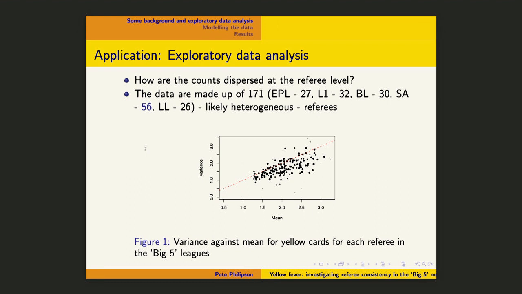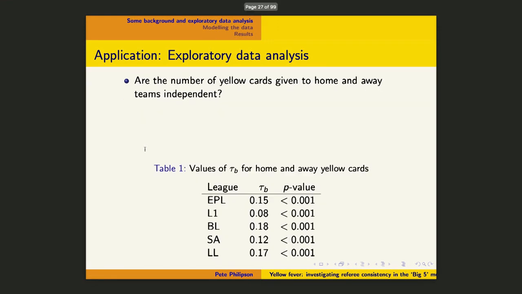So it looks like each referee has got a mean that's bigger than the variability. And I guess what that means in real terms is that they might give around 2 or 3 yellow cards, and they're very consistent about that number.